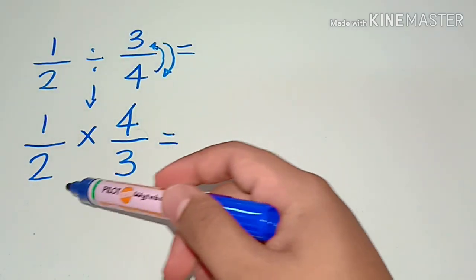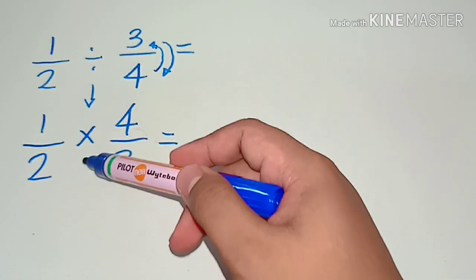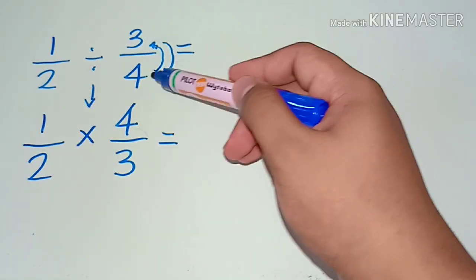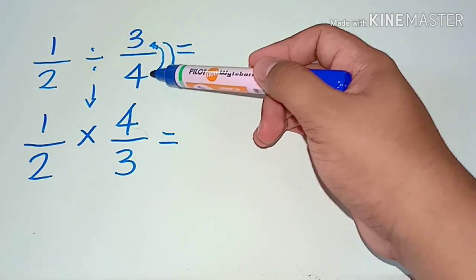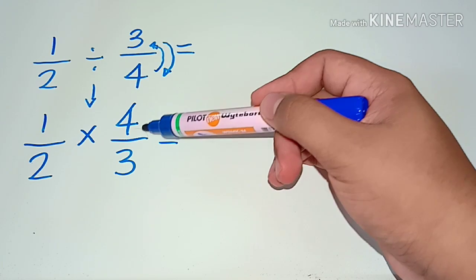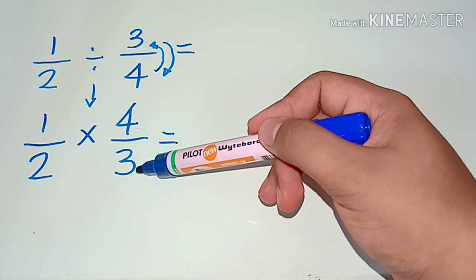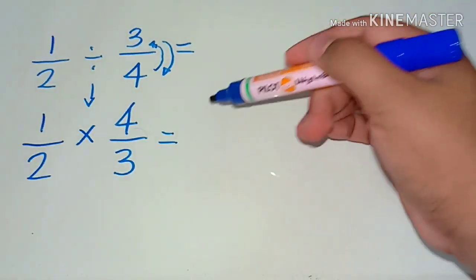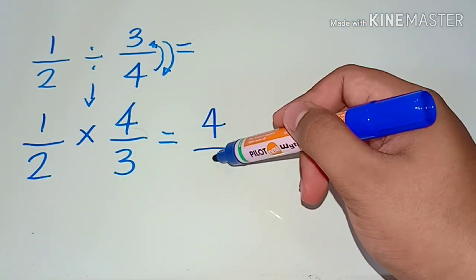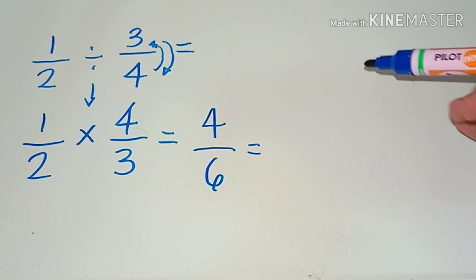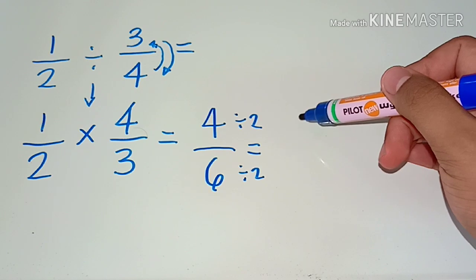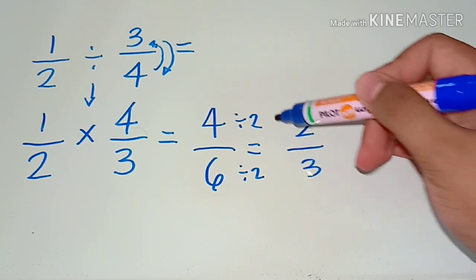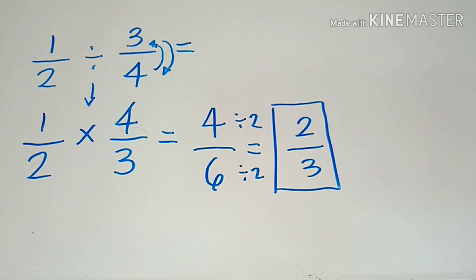So the rule is just copy the first fraction, make division into multiplication, and do the reciprocal of the second given factor there, the divisor. So instead of 3/4, it will become 4/3, and then that's the time you will proceed to multiplication. 1 times 4 is 4, 2 times 3 is 6, and you can still simplify that one by dividing 2. So that will give you 4 divided by 2 is 2, 6 divided by 2 is 3. That means 1/2 divided by 3/4 is equal to 2/3.